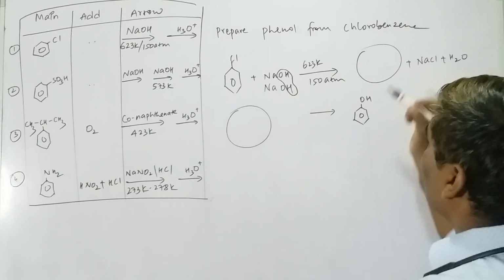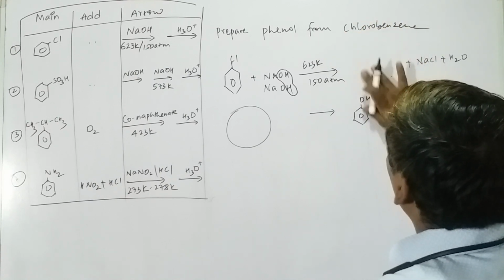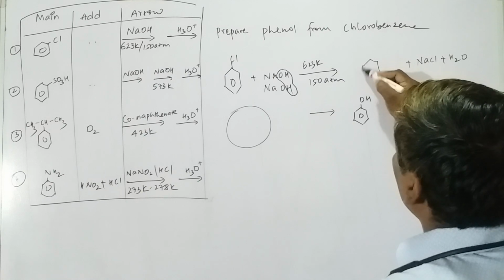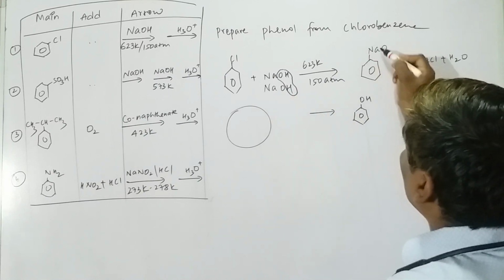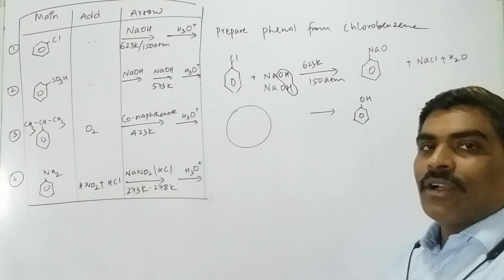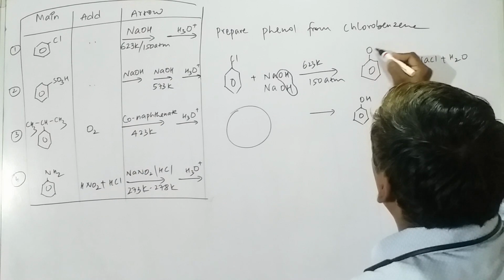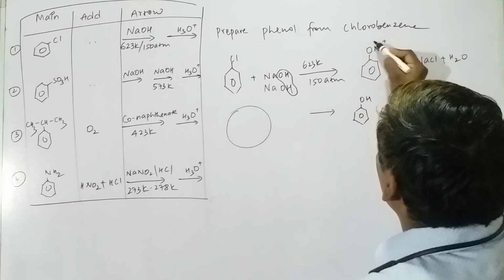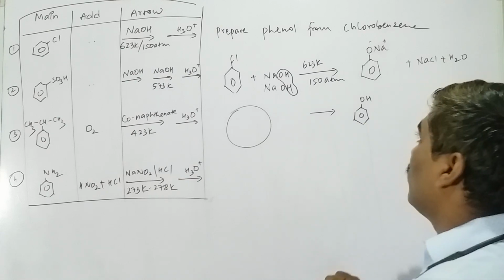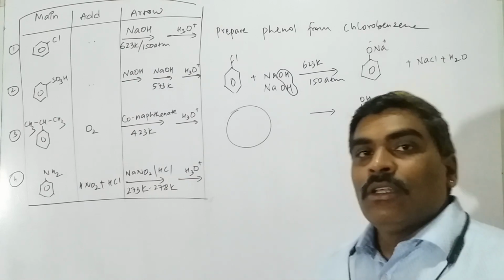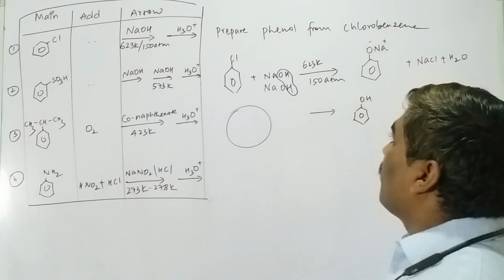Don't write NaO. Most of the students make a mistake here. I have seen that they write benzene and directly attach it. Wrong. The valency of sodium is 1. So you should write it like this, plus minus, that is an ionic bond. Sodium forms an ionic bond. And the name of this compound is sodium phenoxide. Okay.